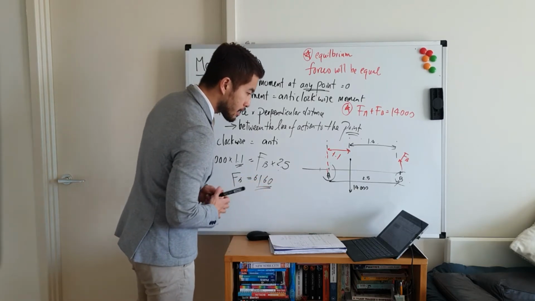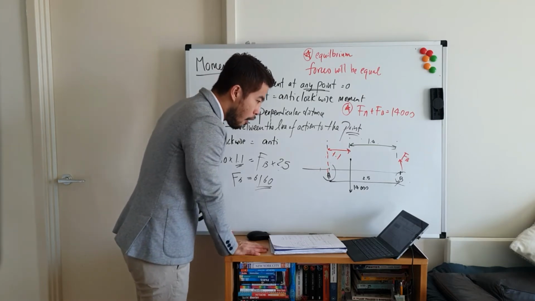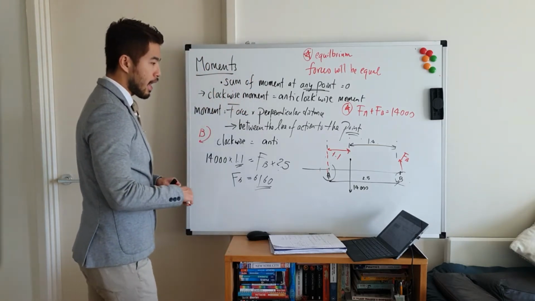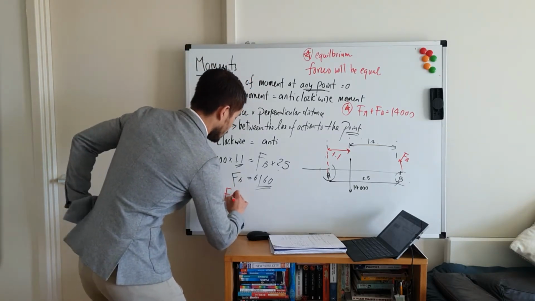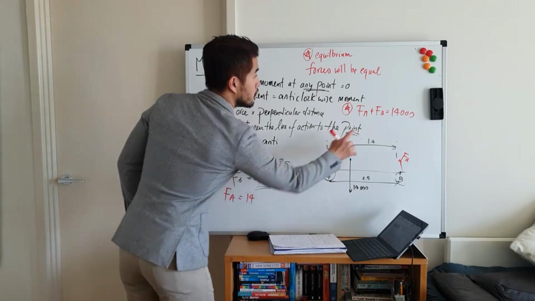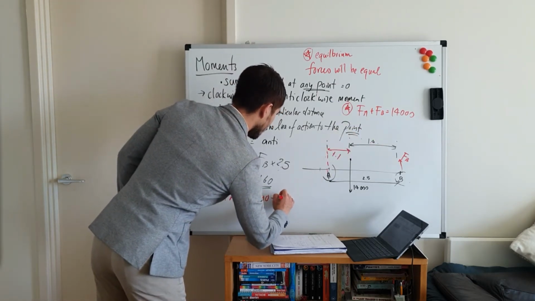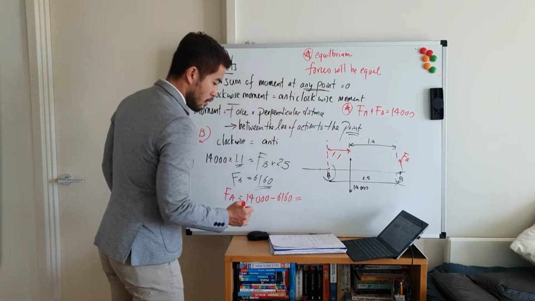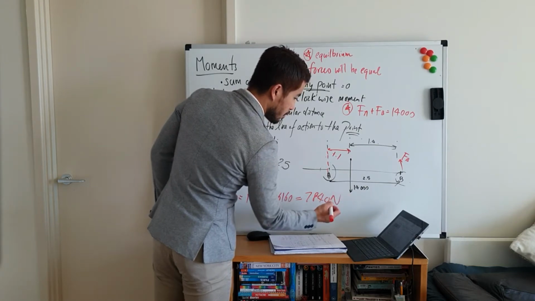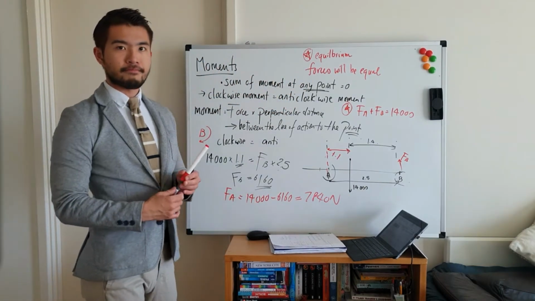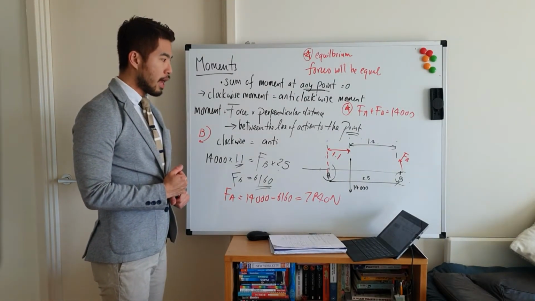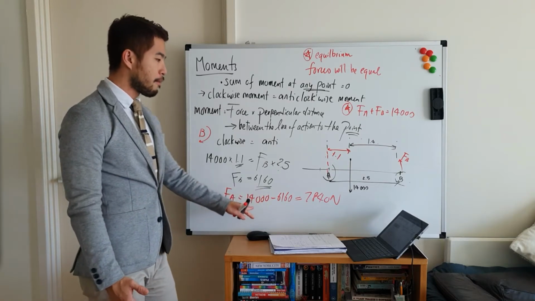The question is asking you the force exerted on the truck by each spring. So I can say that Fa is going to be 14000 minus 6160. So Fa is going to be 7840 Newton. Okay? So that is how you get the spring force from Fa and Fb.